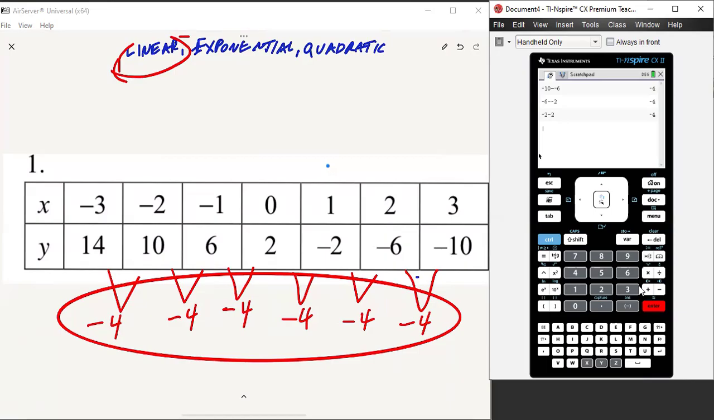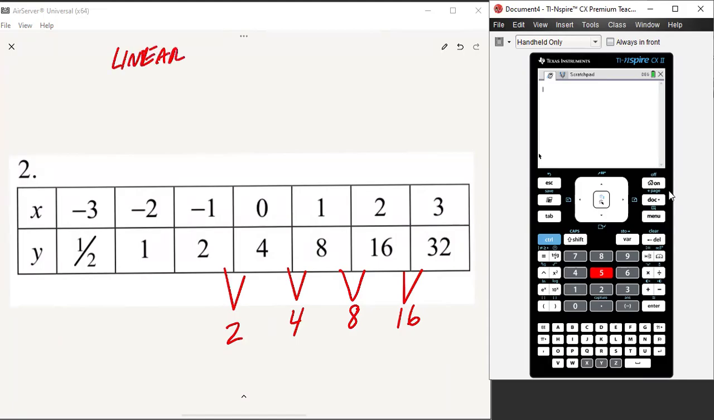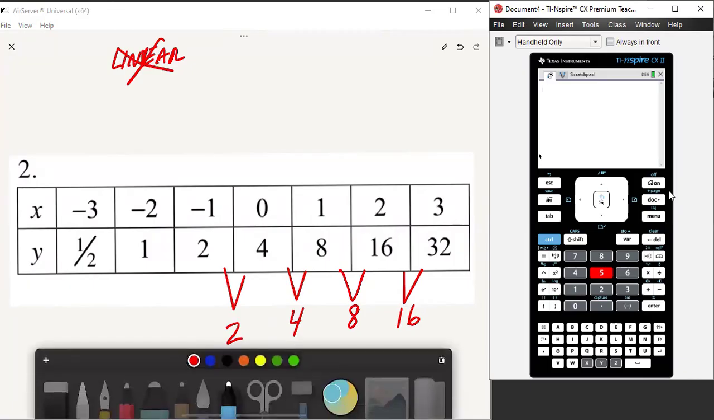All right. So now let's go to the second one. Now this table here, we're going to do the same thing. Now not going to use a calculator yet. So first thing, 32 minus 16 is 16. 16 minus 8 is 8. 8 minus 4 is 4. 4 minus 2 is 2. Now, you can see that the differences are not the same. So if the differences are not the same, we know from doing that that it is not linear. So let's try something else.